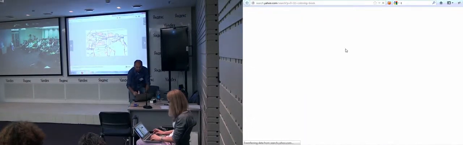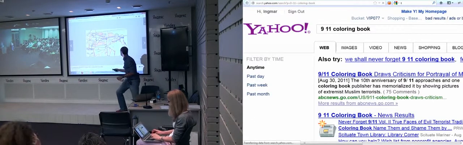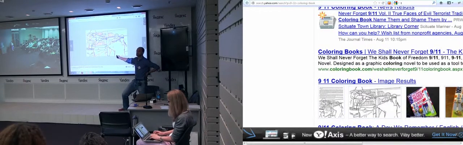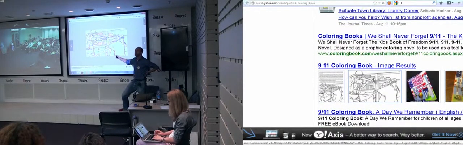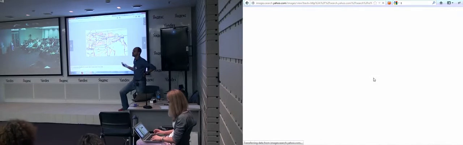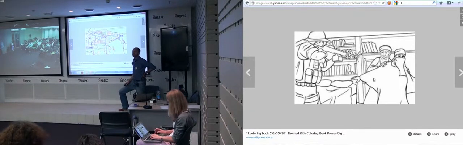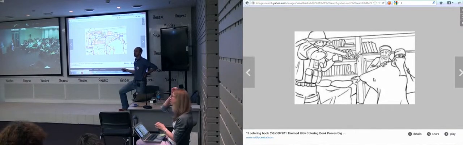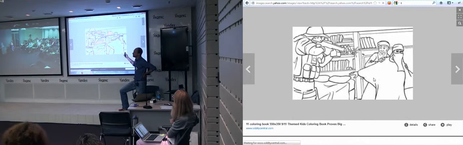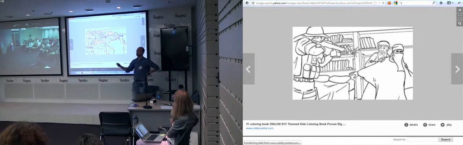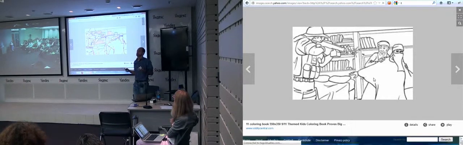It's a coloring book for kids, where kids get to color images like this, of the assassination of Osama bin Laden and generally of the planning and execution of the attacks on the World Trade Center, right? The official name is We Shall Never Forget 9/11, and this book was picked up by the political left as being a pretty stupid idea, or at least very Islamophobic, right?